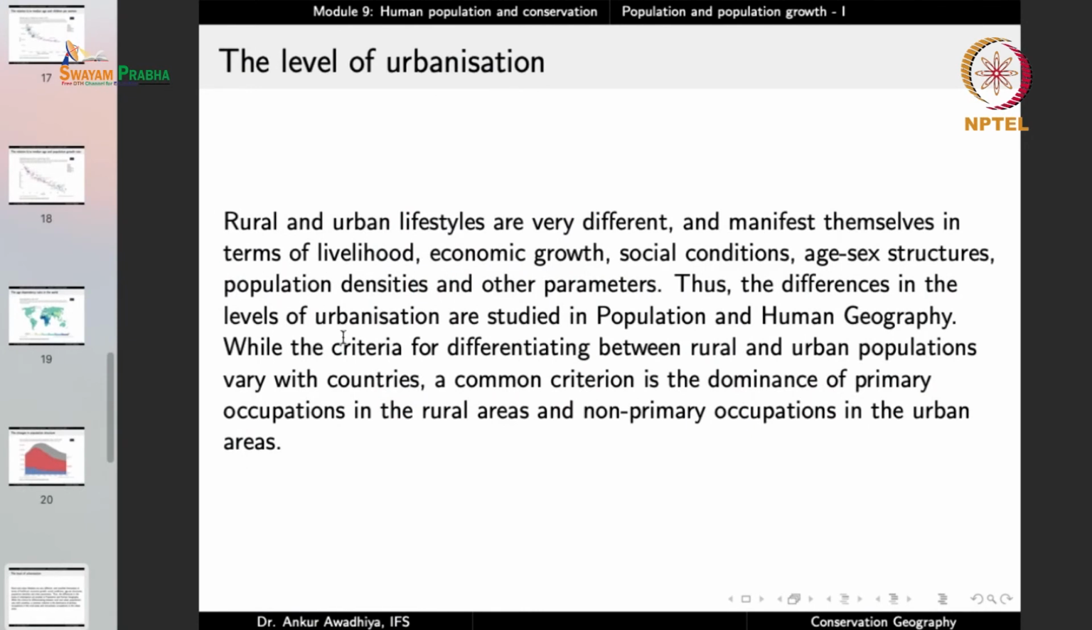Thus, the differences in the levels of urbanization are studied in population and human geography because they have a large ramification on the human populations. While the criteria for differentiating between rural and urban populations vary with countries, a common criterion is the dominance of primary occupations. Primary occupations include things like agriculture and mining. So, in the rural areas, the primary occupations dominate. In the urban areas, the secondary, tertiary, and quaternary sectors of the economy dominate.